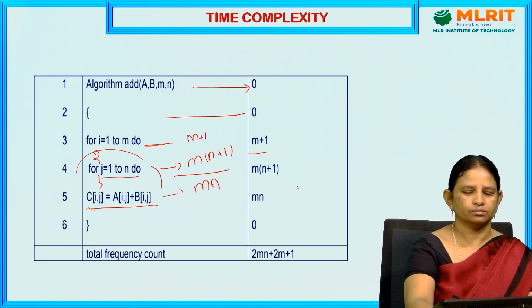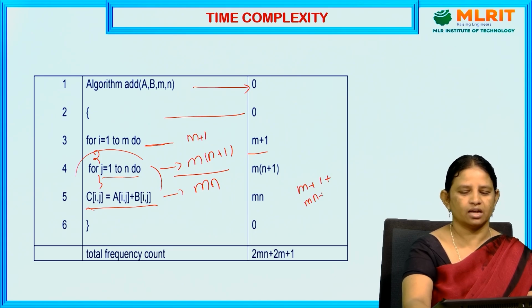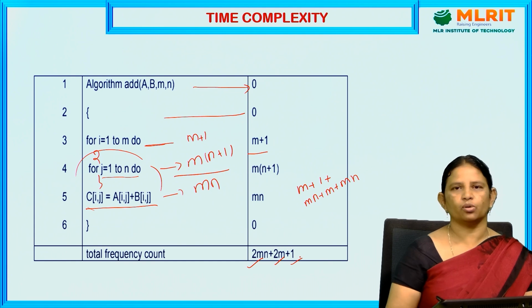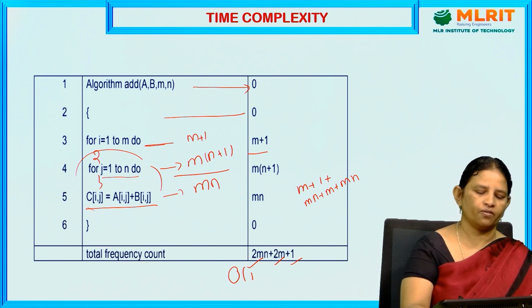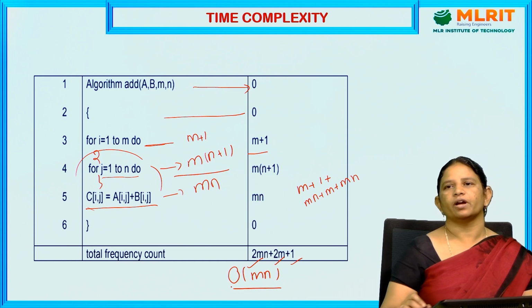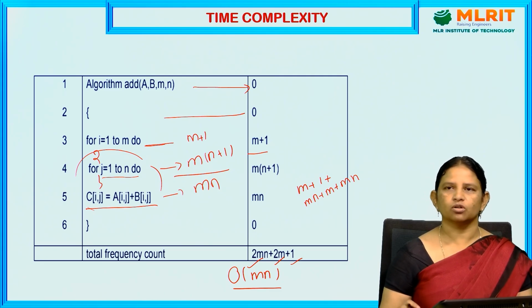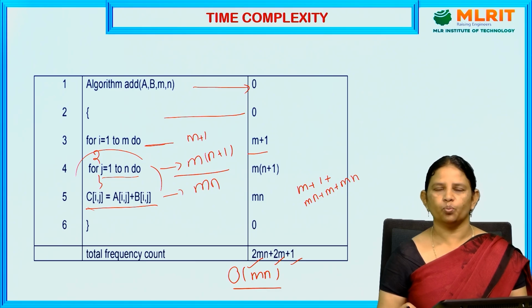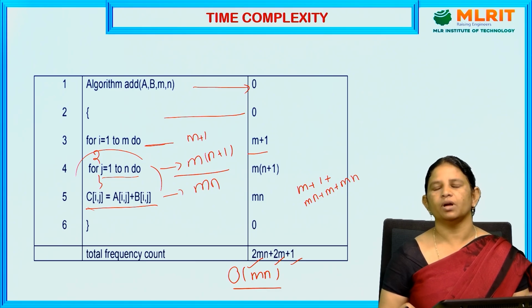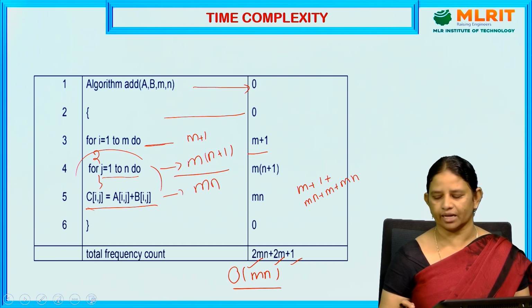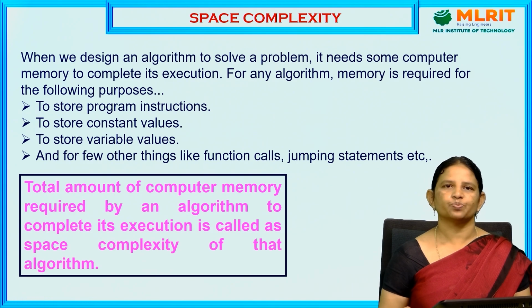M plus 1 plus m into n plus m plus mn. How many times is mn present? 2mn plus 2m plus 1. The total time complexity is big O of mn. Big O of mn is the time complexity for the addition of two matrices. So what is the default condition? If the loop is repeated n plus 1 times, the statements written inside that loop are executed n times. Now coming to the space complexity.